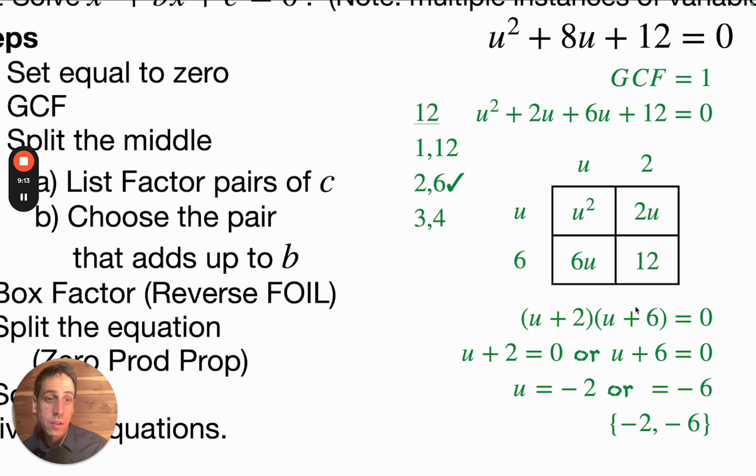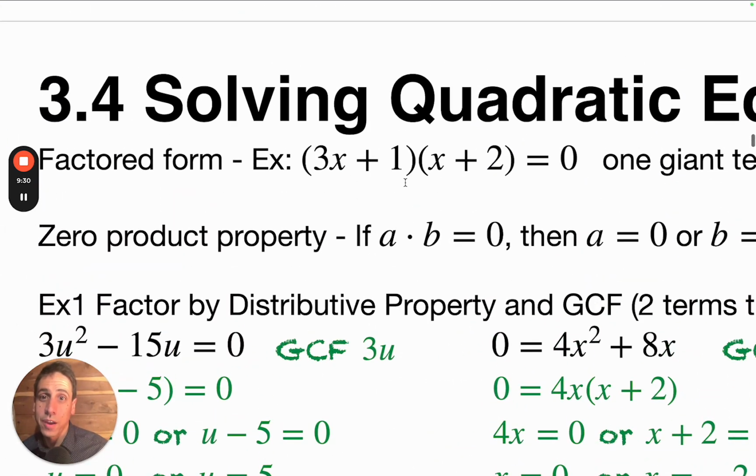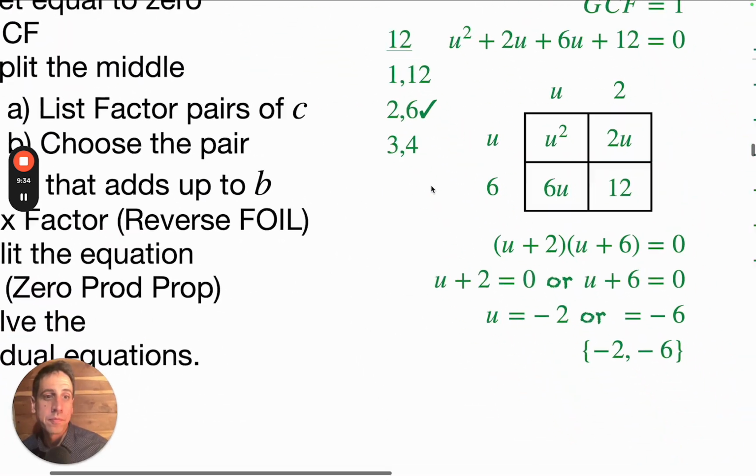This is FOILing, going in. But what we want to do is reverse FOIL. We want to take things that have been multiplied and figure out what their original factors were. We want to insert multiplication here. So because we've reversed the FOILing, we've got it into something that is in factored form. This is how you can produce something that's in factored form.